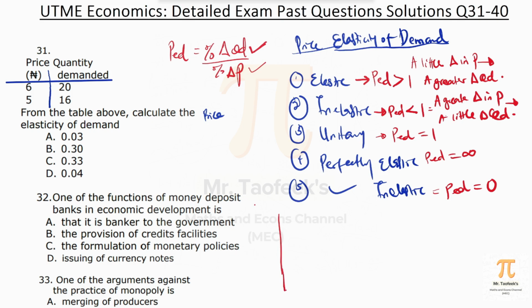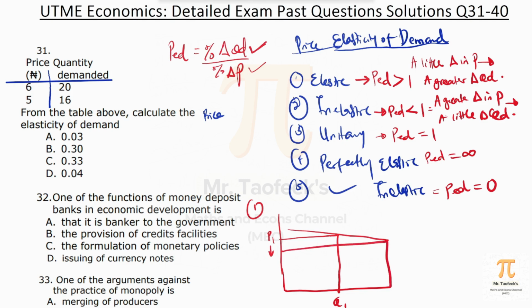Okay, so for the first one, which is the elastic demand, the demand curve is usually very shallow like this. If you have a price P1 and quantity Q1, and price reduces by a very small amount, look at the effect on the quantity demanded. It's going to be huge. Can you see that? From Q1 to Q2, price reduces from P1 to P2 by a very little amount, and you can see the huge impact that has on the quantity. All right, so this is what we call elastic demand. Then the second one is the inelastic demand.